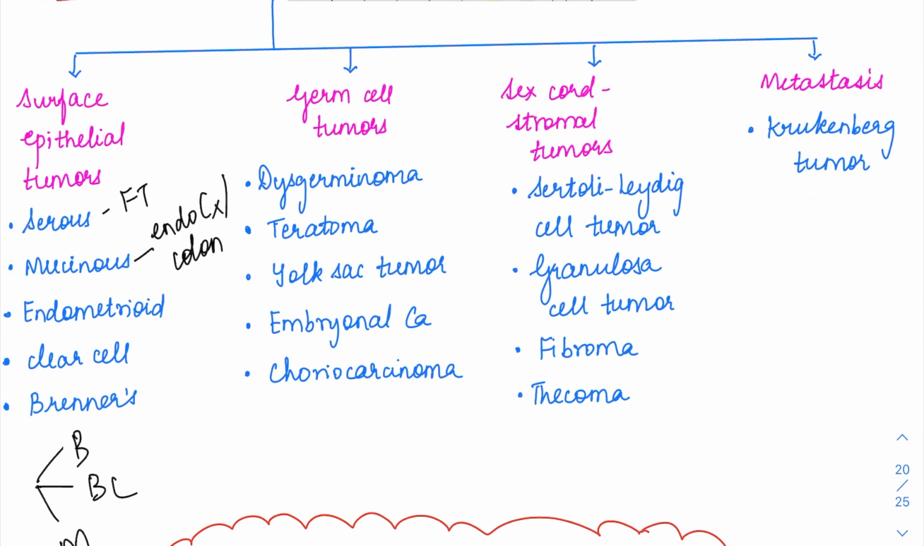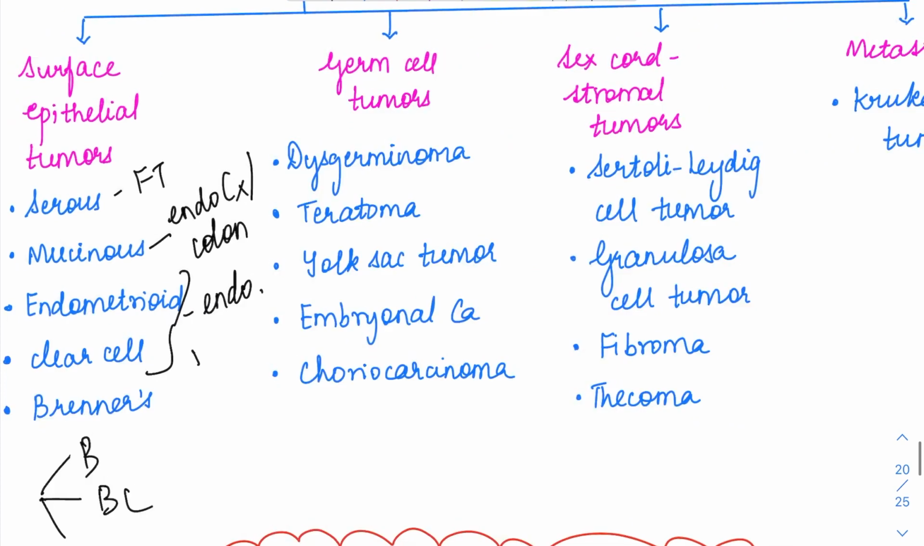Okay. Then, in endometrioid tumors, it is going to resemble the endometrial glands. Then there are clear cell and Brenner's tumors. So, Brenner's I will be discussing. So, the precursor lesion to endometrioid and clear cell carcinoma was endometriosis, right?